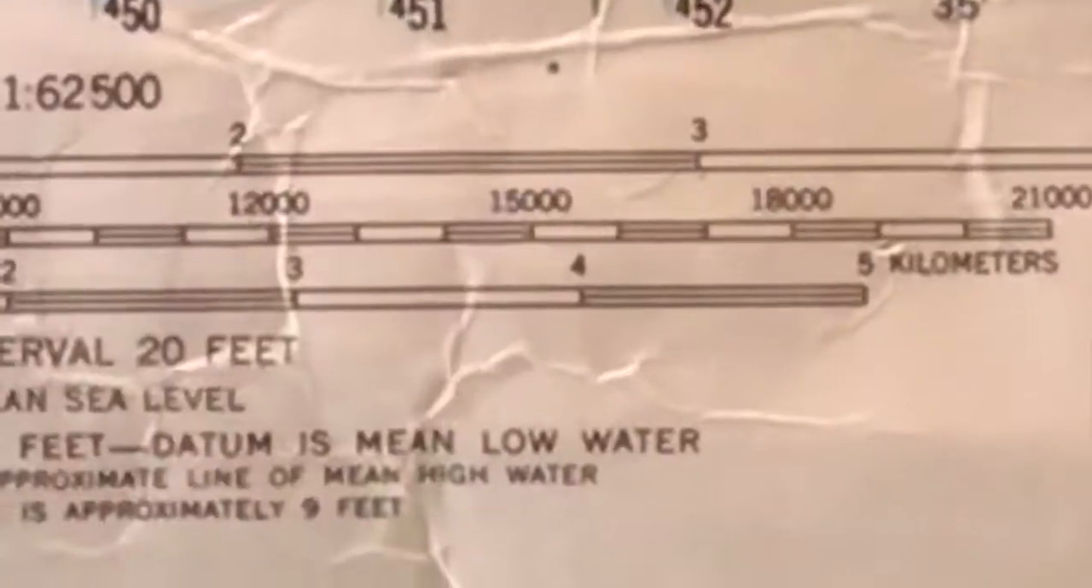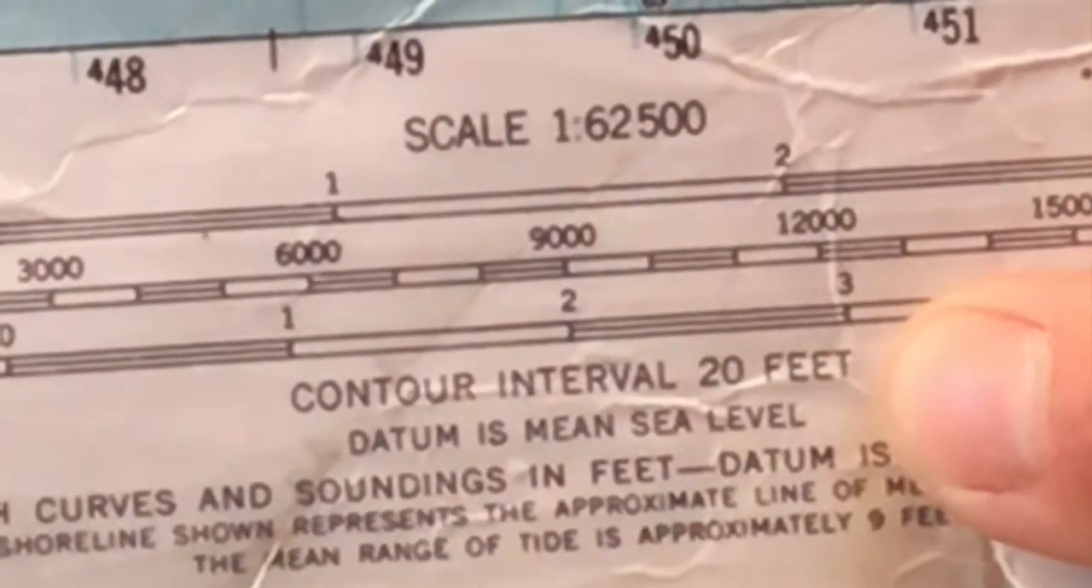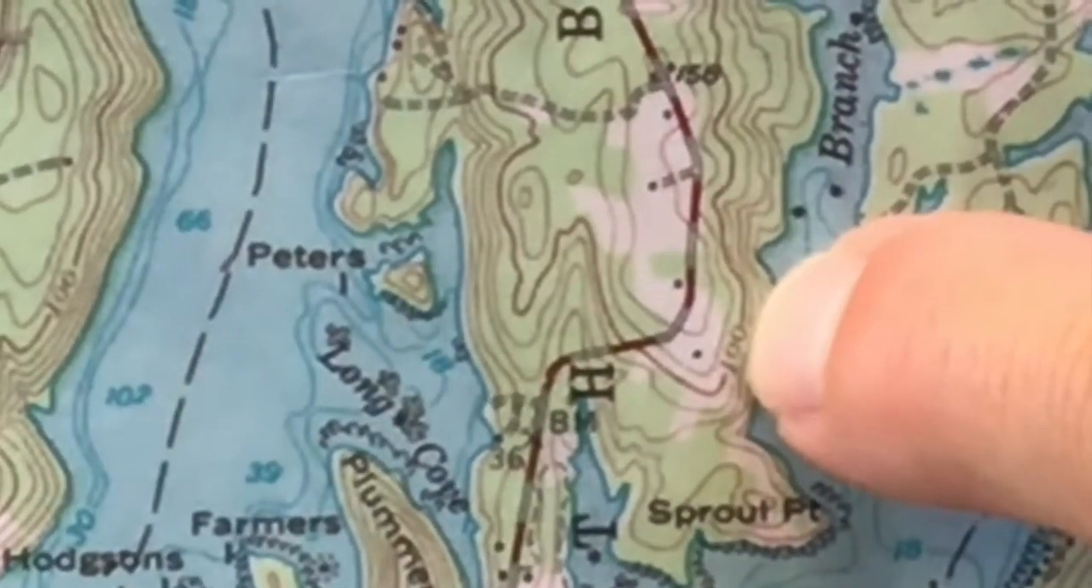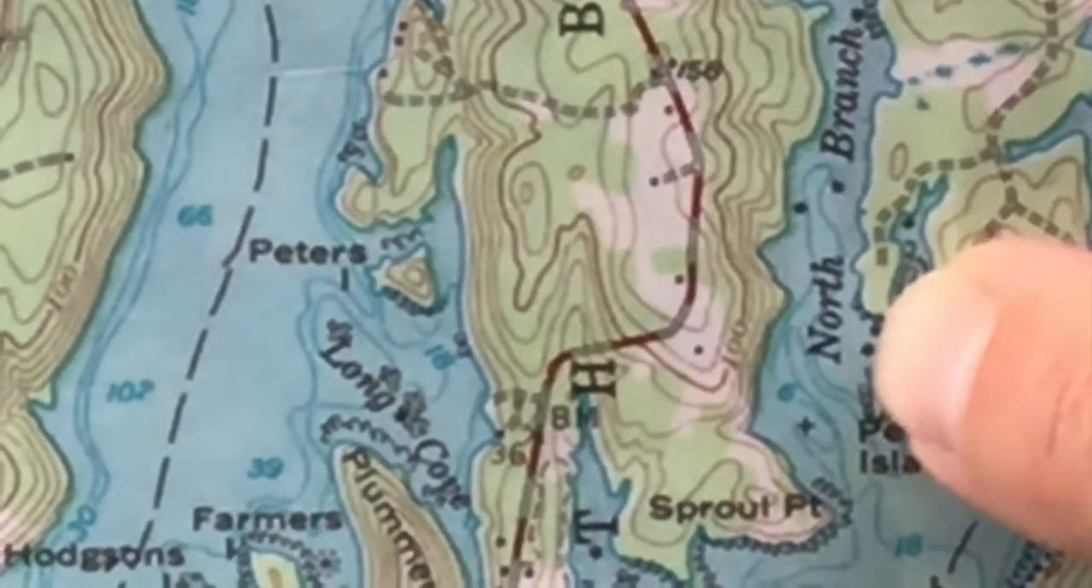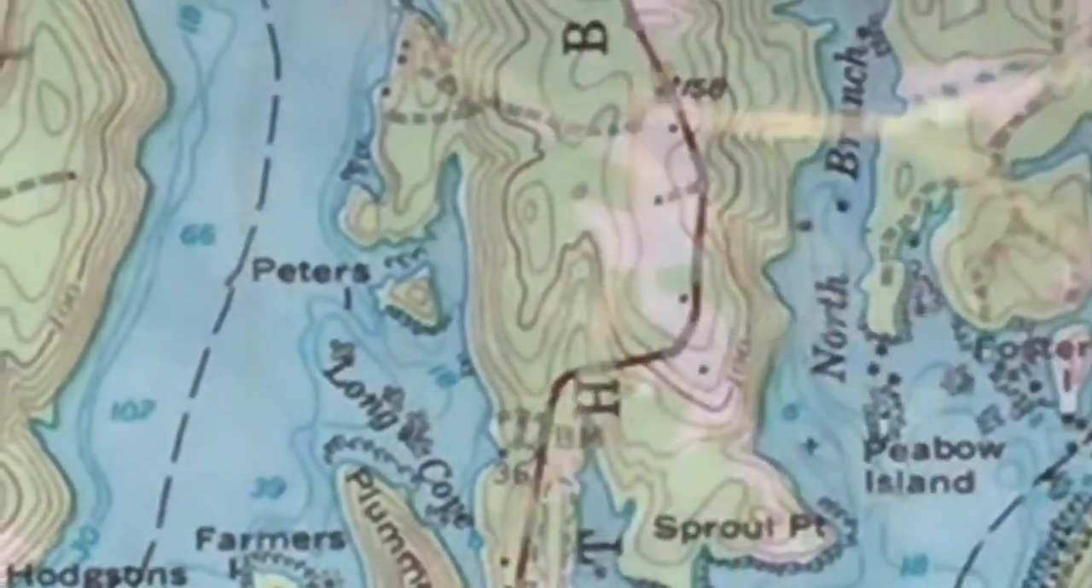And I guess I forgot to mention our contour lines are also usually listed down here with our scale. It says our contour interval is 20 feet. So every contour line represents 20 feet. So if this is 100, I'm going to probably count up because this is the water. Water is always downhill, so I'm going to count up. I'm going to mark it just so it's a little easier to see on the map. So there's 100.